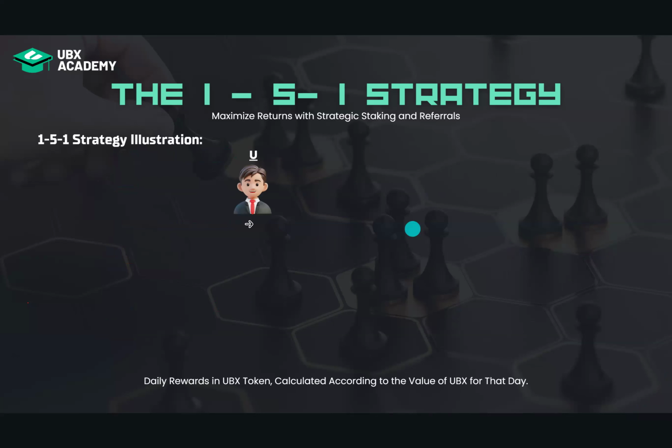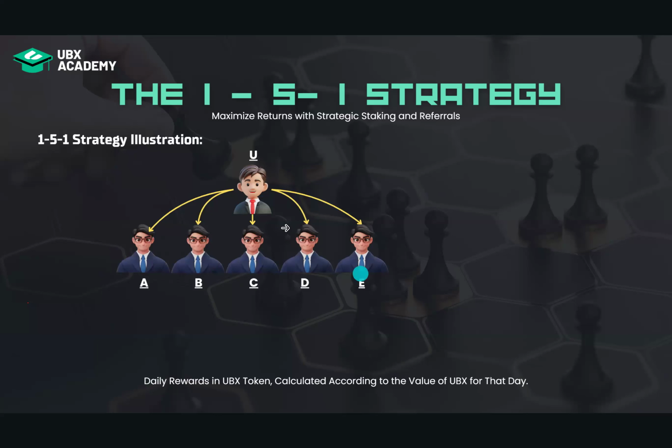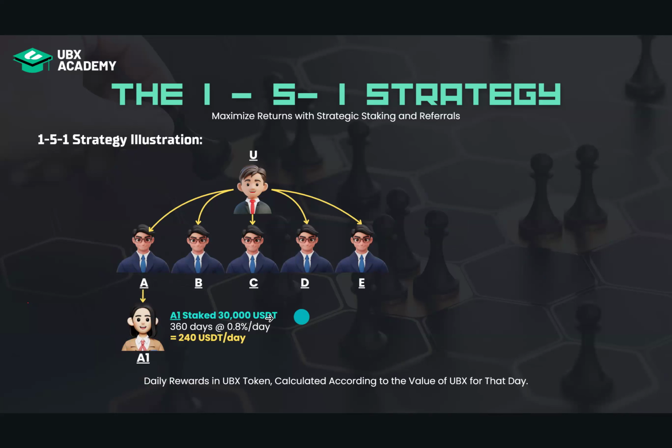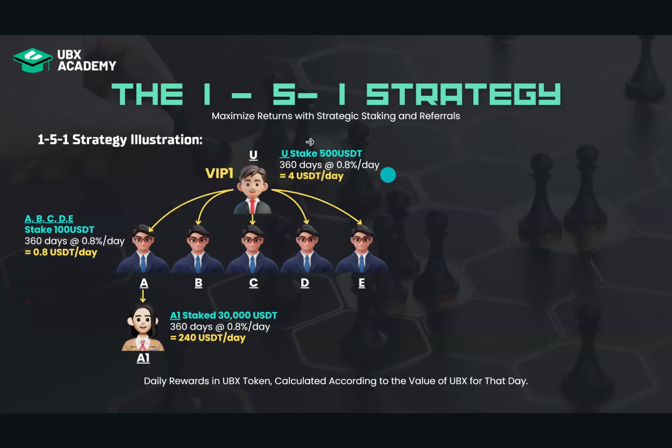So the 151 strategy: this is you, and you have 5 direct referrals, A, B, C, D, E. A refers to A1, which is your indirect referral. A1 does a staking of 30,000 USDT based on 300 days at 0.8% daily interest, and will get 240 USDT per day. A, B, C, D, E need to be active accounts, so they have to do a staking of 100 USDT based on 300 days at 0.8%, and they each receive 0.8 USDT each day. And you, as a V1, have to do a personal staking of 500 USDT, based on 360 days at 0.8%, and you'll get 4 USDT per day.